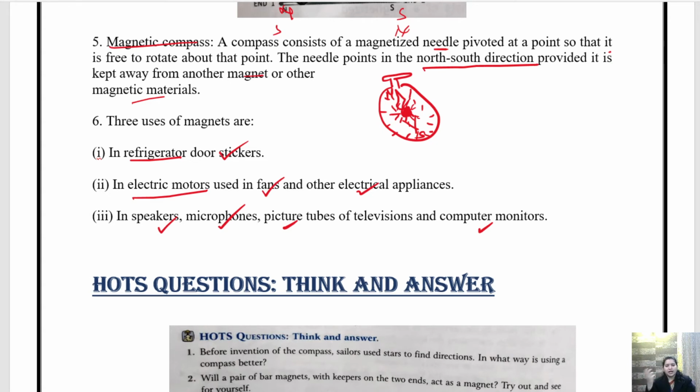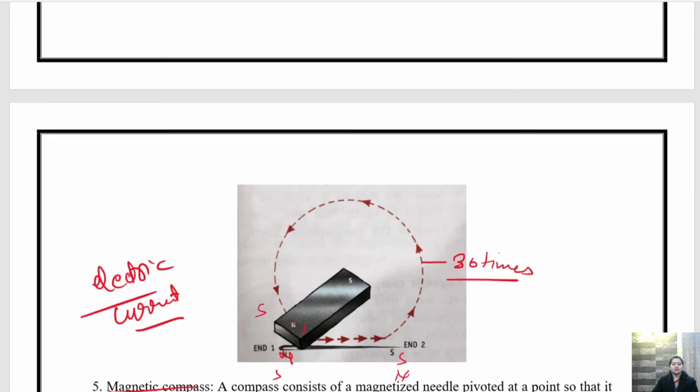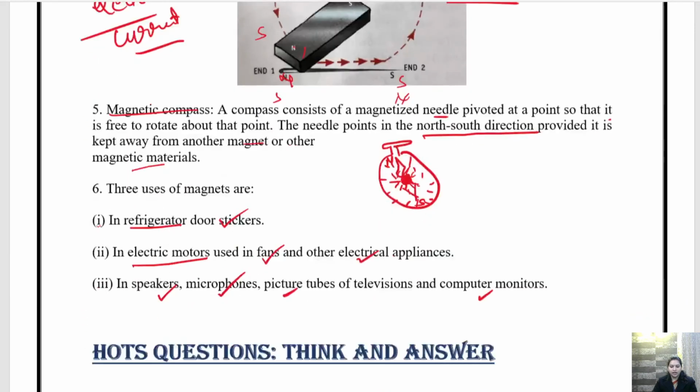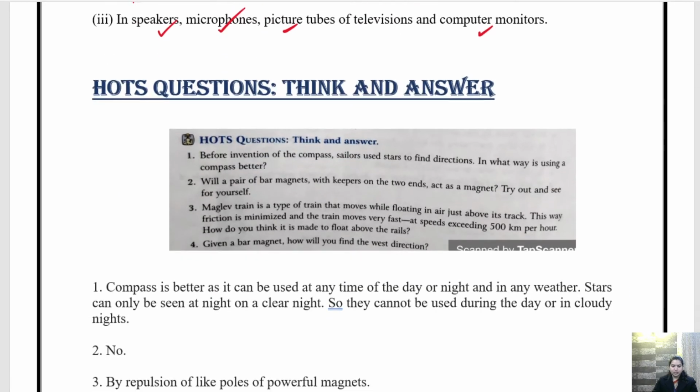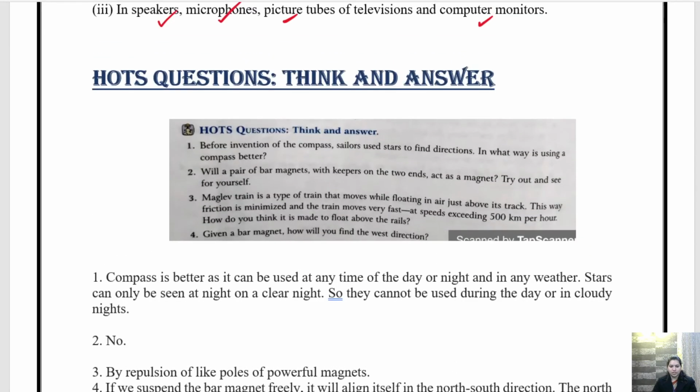So there are n number of uses mentioned in your book. So you can write any three or you can write these three. Okay, so it is used in refrigerator, it is used in electric motors, used in fans and electrical appliances. It is used in a speaker, microphones, picture tube of a television and computer monitors. Okay, so this you have to learn. So these were the short answer questions and long answer questions. Okay, now let's quickly move to the HOTS questions.